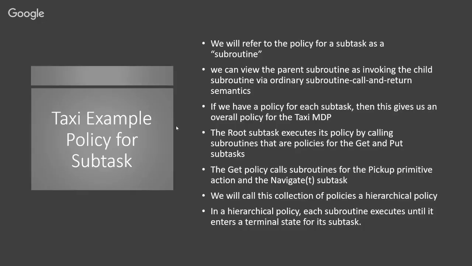Now, I'm going to talk about the policy for the subtask. We refer to the policy of a subtask as a subroutine. We can view the parent subroutine as invoking the child subroutine via ordinary subroutine call and return semantics. If we have a policy for each subtask, then this gives us an overall policy for the taxi MDP. The root subtask executes its policy by calling subroutines that are policies for the get and put subtasks, and the get policy calls subroutines for the pick up primitive action and the navigate subtask. We call this collection of policies a hierarchical policy.